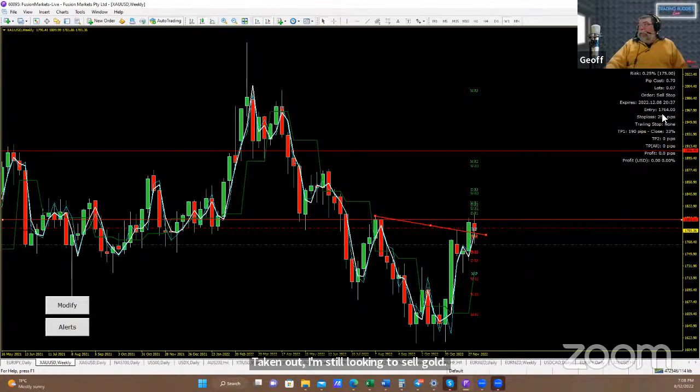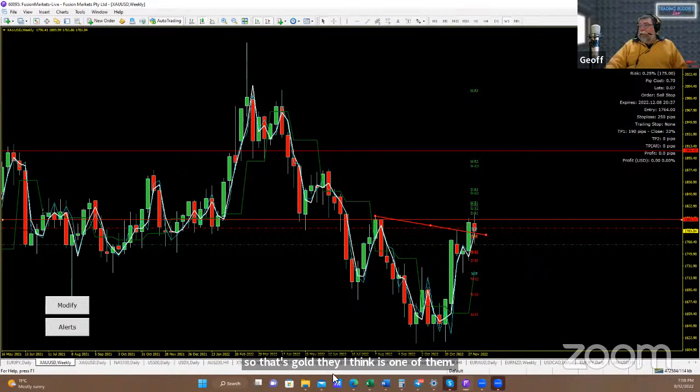So if you wanted to follow that one, $1,764 is the entry point. The stop loss is $25 above there at $1,789. And I'm taking my first profit at $1,745. I'll only close a third of that position at that point because we've still got room to go down to the monthly pivot and maybe even this level here. So that's gold.